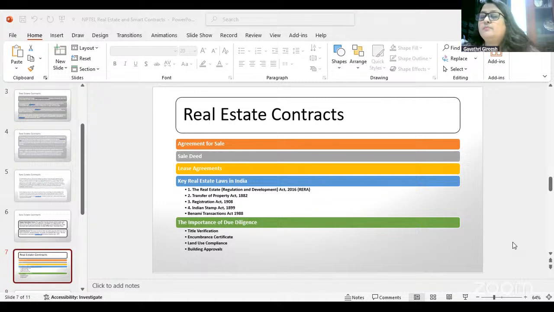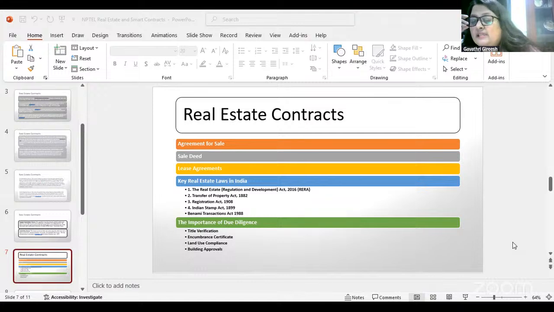Okay, so moving on. Now, another important real estate law is your Transfer of Property Act. Now, Transfer of Property Act is a very important basic land-related legislation. To have this Transfer of Property Act in the picture of a real estate transaction, it includes any property which is described as land.